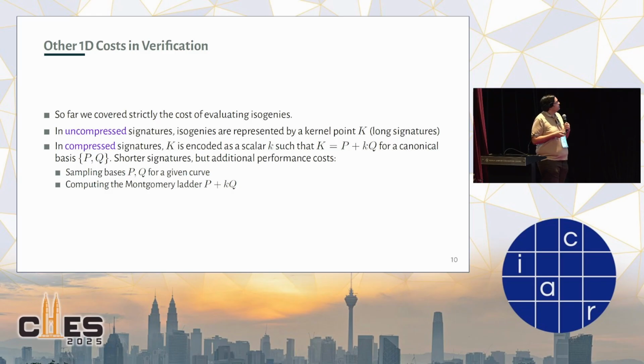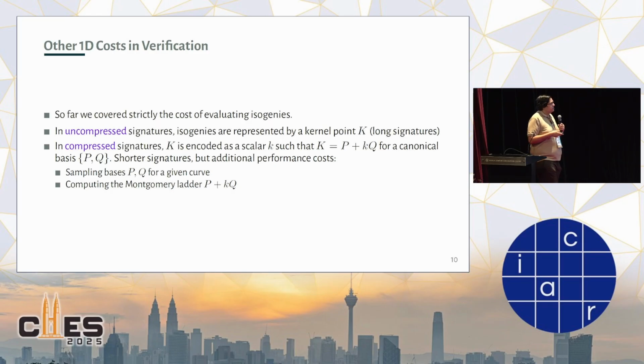So you may know in 1D, an isogeny is represented by a kernel point, K. So you can put this point in the signature, and you get what we call uncompressed isogenies, which are fast, but the point K is going to take a lot of space in the signature. On the other hand, you have compressed signatures, where the kernel point is encoded as a scalar, lowercase k, and it is such that big K equals P plus little kQ, where P and Q are just some canonical basis that you have a deterministic way of computing. So this produces shorter signatures because now you only have to put this little k in the signature.